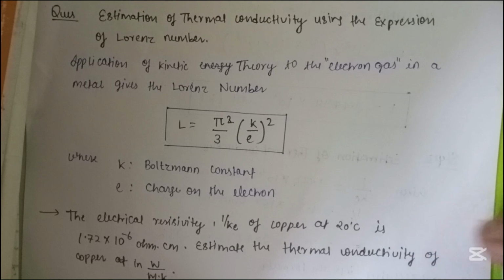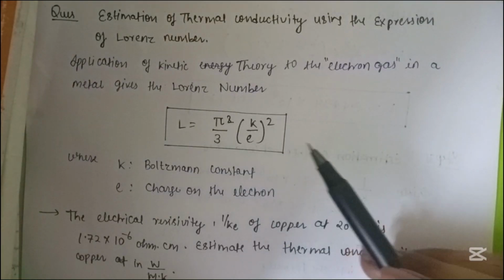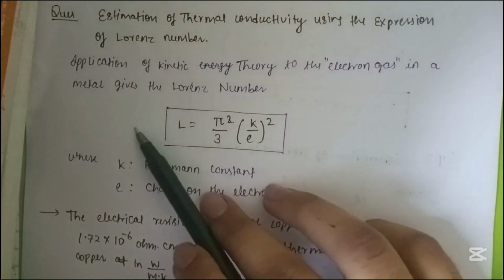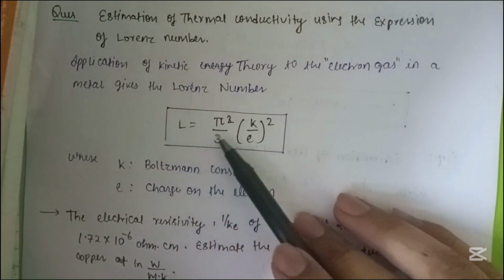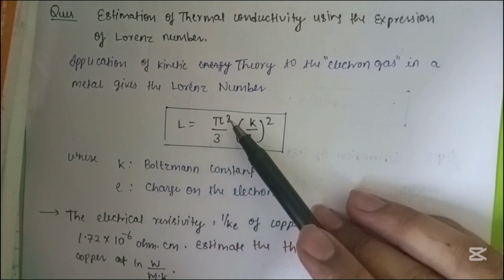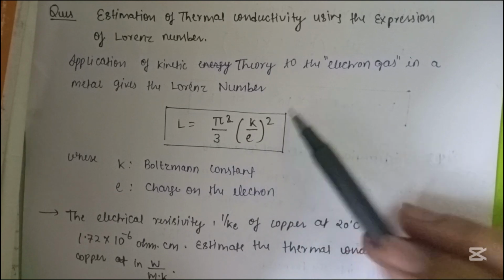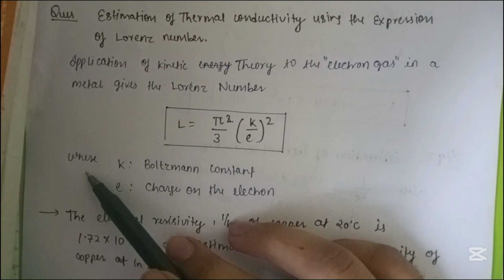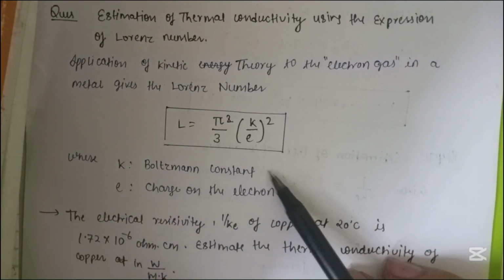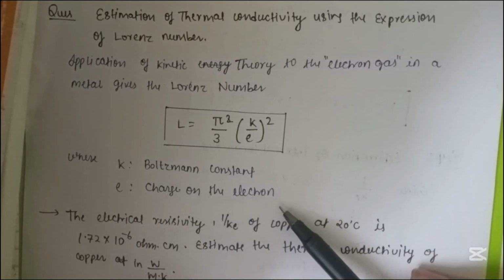So what is Lorentz number? Application of kinetic theory to the electron gas in a metal gives the Lorentz number. The expression for Lorentz number is L equal to pi square upon 3 into (k/e) to the whole square. Basically Lorentz number is a constant, where k is the Boltzmann constant, e is the charge on the electron.